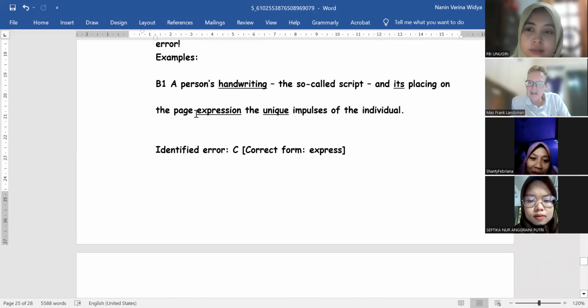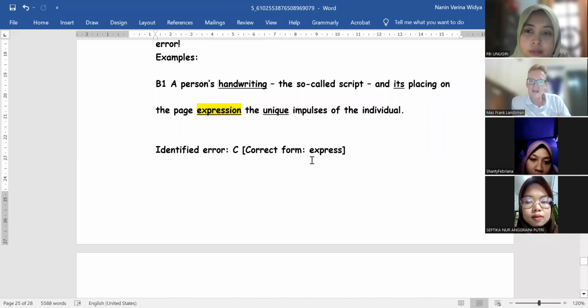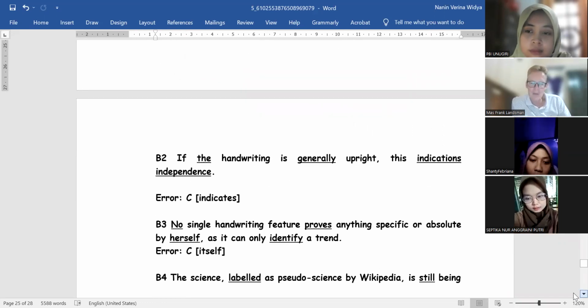Tadi saya hilangkan ABCD karena kemana-mana ada masalah layout, ya. Jadi yang ketiga, expression C should be express. Because we have a double subject, plural, a person's handwriting and its placing on the page, posisinya. So expression should be express. Okay, thank you. Next example. So this was word form, ya, bentuk kata, morphology.